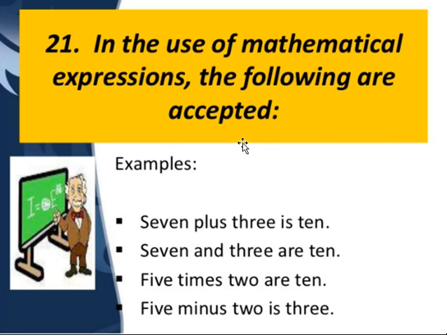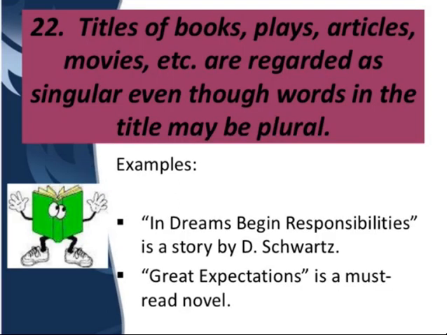In the use of mathematical expressions, the following are accepted, like 7 plus 3 are 10, 5 times 2 are 10, like in 7 plus 3 is 10. It's like one digit is coming after completing two.